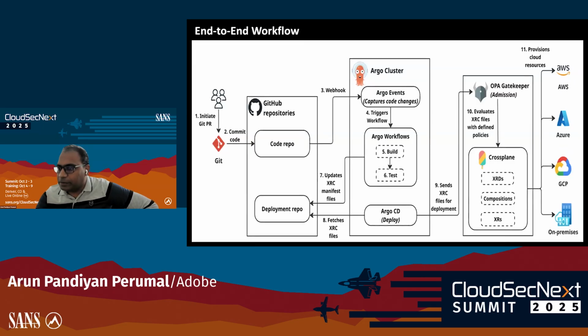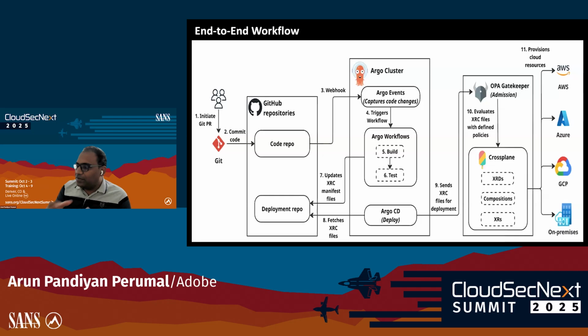When a developer initiates a Git PR, like when a developer asks for some storage or a database to be created, he places a values.yaml file with the requirements under the code repo in Git. Argo Events always looks for any Git commits that happen on the code repo. It fetches the code, analyzes it, and then triggers the workflow.